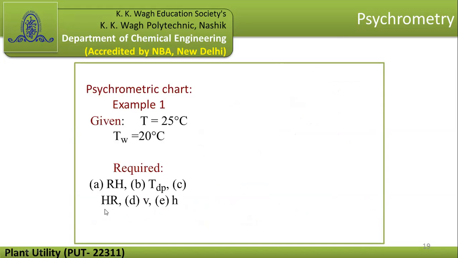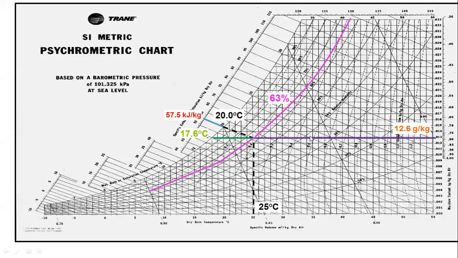So we will take one example of this psychrometric chart. Suppose you are given a dry bulb temperature of 25 degrees Celsius and a wet bulb temperature of 20 degrees Celsius, and you need to find the relative humidity, dew point temperature, humidity ratio, volume, and enthalpy. In this diagram, I have shown the readings which we got from this psychrometric chart.